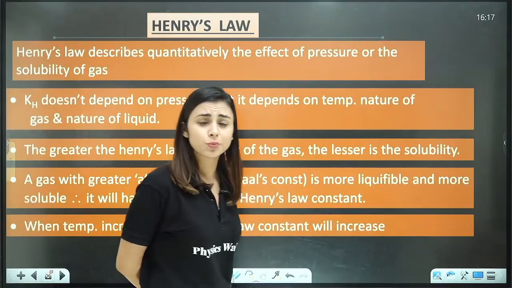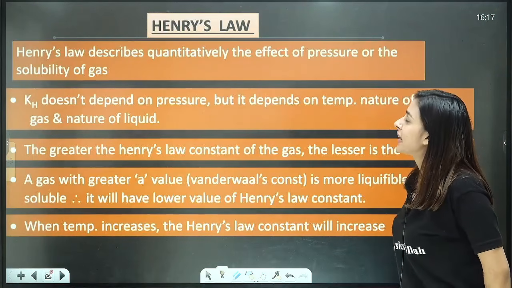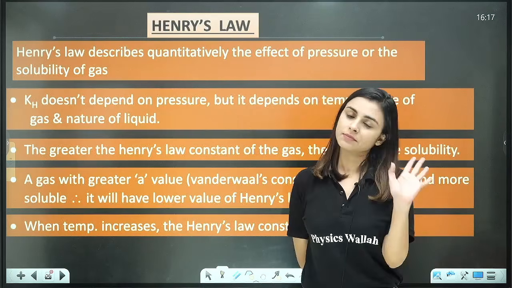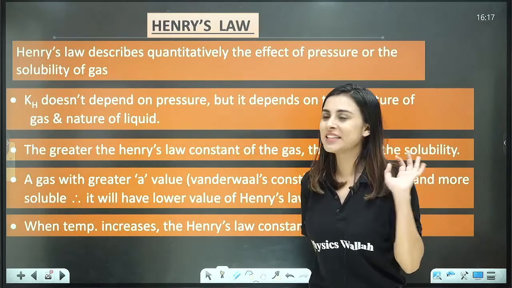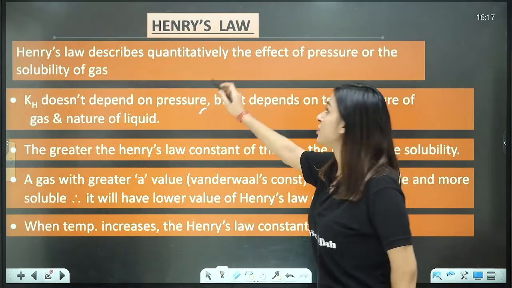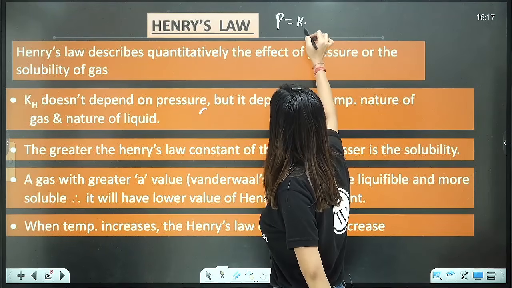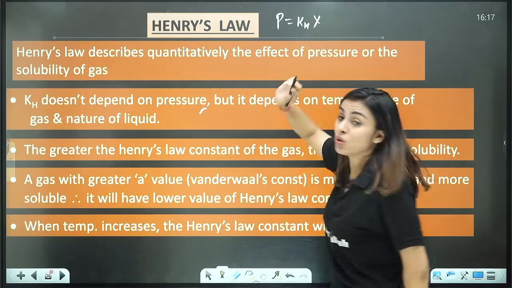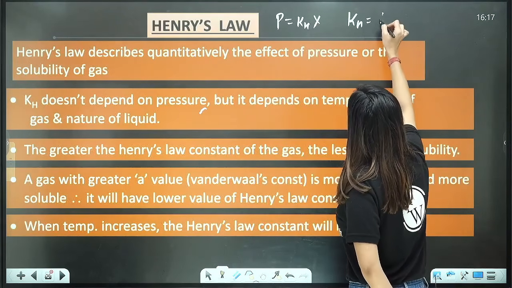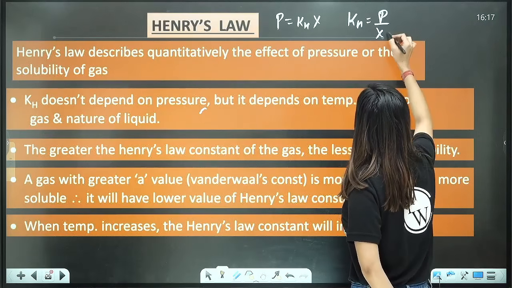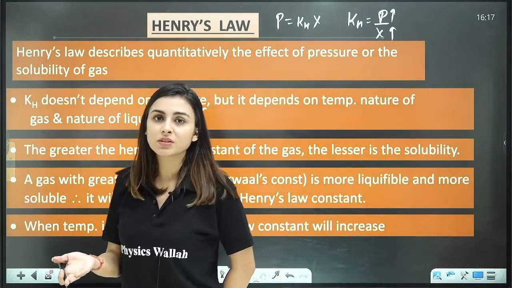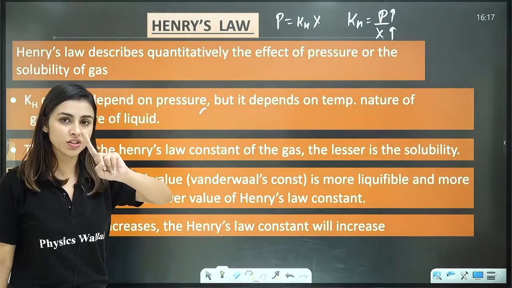You can read all these points. We are going to read them together. First, Henry's law describes quantitatively the effect of pressure on the solubility of gas. Very easy, right? Next, KH does not depend on the pressure. You know that pressure is equal to KH into mole fraction, and KH is a proportionality constant. So KH would be P upon mole fraction. If this increases, then this also increases. I know that the more the pressure, the more will be the solubility. So KH does not depend on pressure, right?